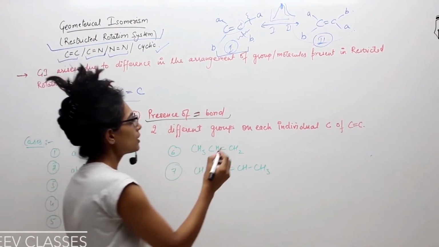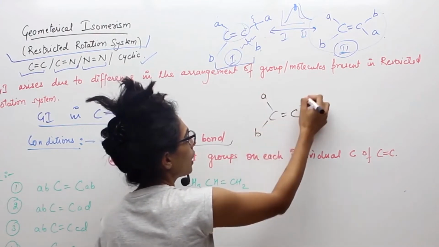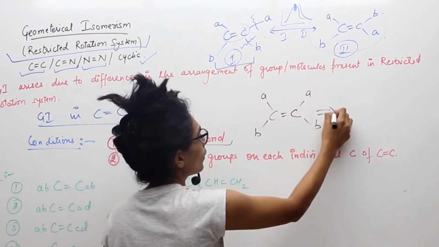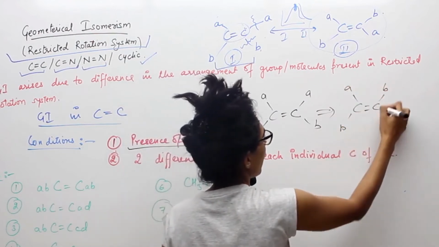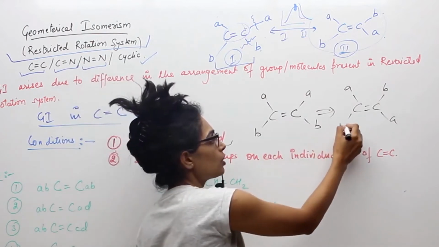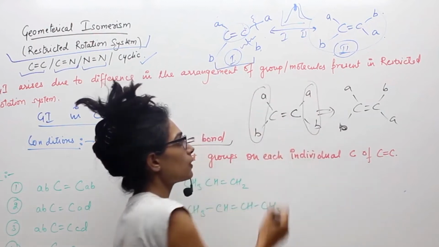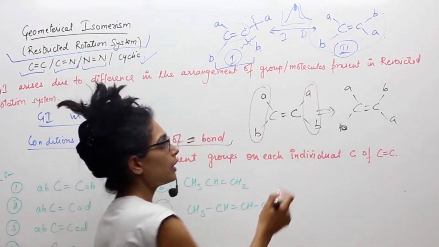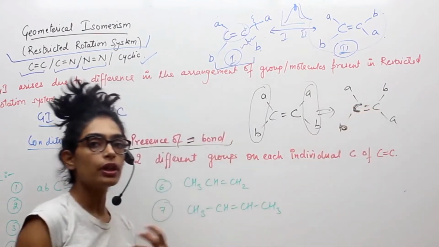The second important condition, just look at it. If I have C double bond C, with A and B on one carbon and A and B on the other, and now the relative positioning changes, it becomes A, B, B and A. So the position changed from this to this, right? I could identify the change in position only because there were different groups present on the first carbon and the second carbon. Basically, individually each carbon of the carbon double bond carbon should have two different types of groups present.